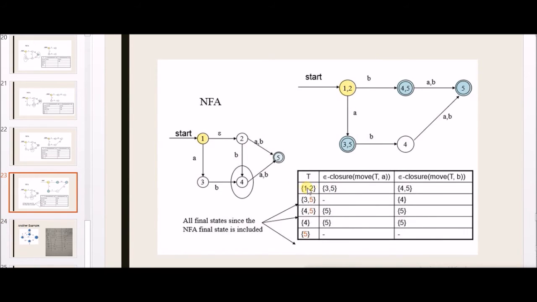So 1 comma 2 is our initial state for the DFA, and 3 comma 5, 4 comma 5 and 5 are the 3 final states, because these are related to the NFA's final state 5. So our DFA has 3 final states, which are 3 comma 5, 4 comma 5 and 5. So this is our DFA.